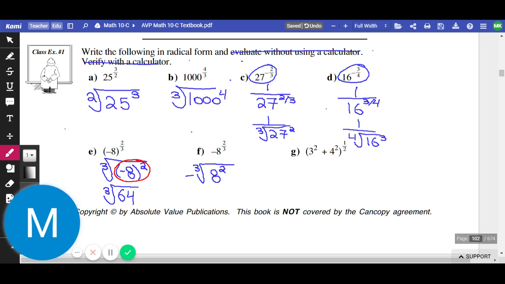Right, so minor difference, significant difference in the answer. This one, the negative came inside with the base. The negative got squared with the base. This one, the negative is not a part of the base. Negative stays outside of the root sign.